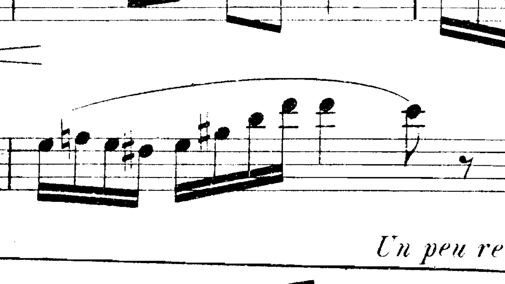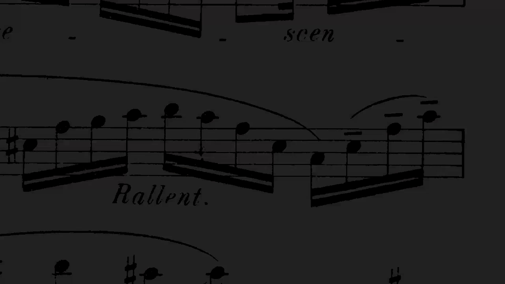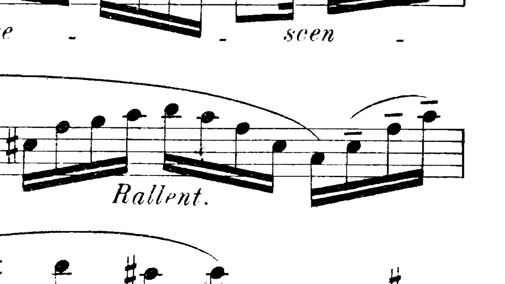Another little element that I'd like to point out is measure 23, beat 4. This is what we call an augmented triad. The notes are A, C sharp, and F natural. A favorite sound of French composers.